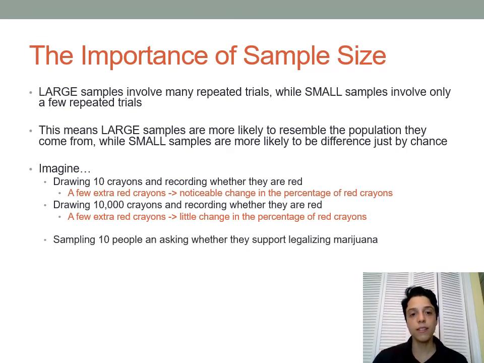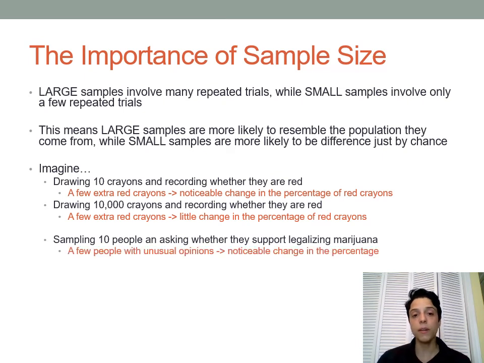You can also think about this in terms of samples in the more traditional sense. So let's imagine that you pick 10 people at random and ask them whether they support legalizing marijuana. If you have a couple of people out of those 10 with unusual opinions, you might end up with a really skewed sense for what people's attitudes about marijuana are. So either you have a few people who are much more gung-ho about legalization than you'd expect, or you have a few people who are much less excited about legalization than you'd expect. And based on those 10 people, you could end up with a really, really different picture of what's going on with just a couple of people having different opinions.